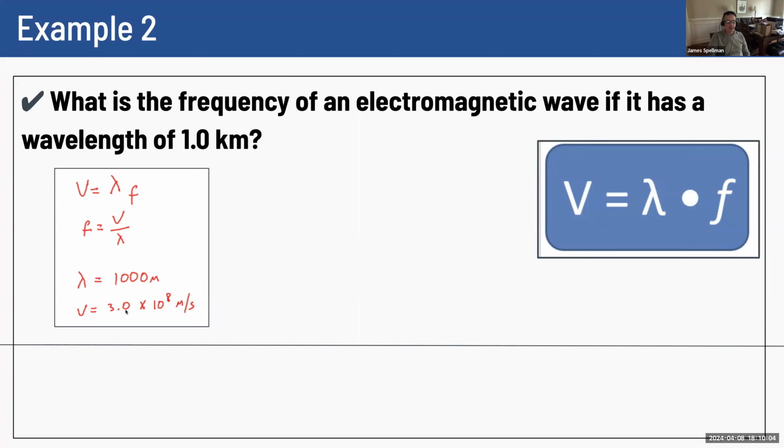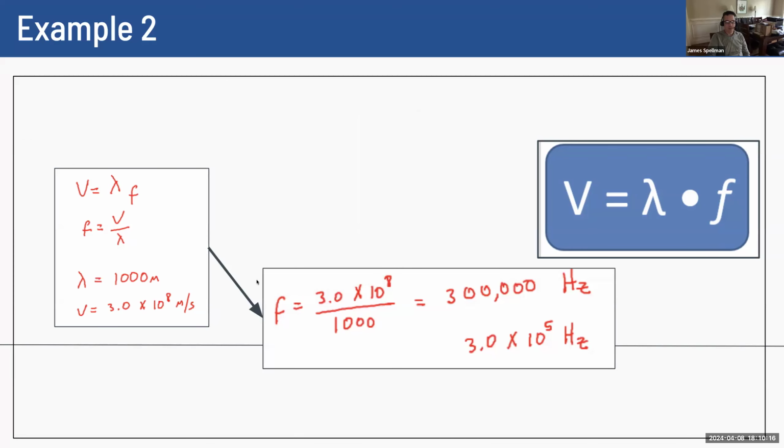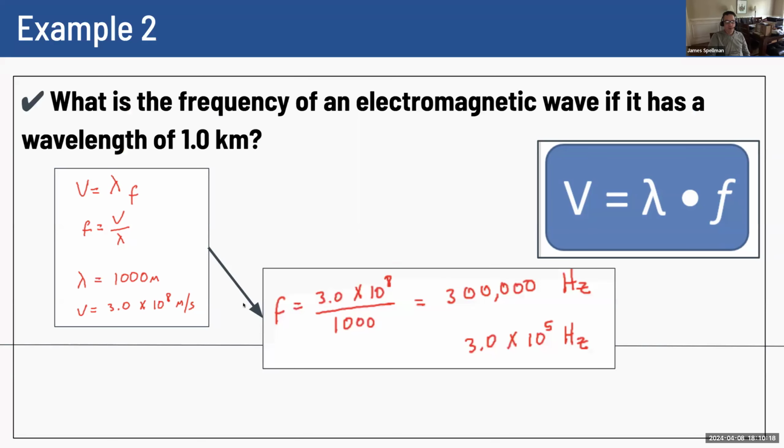And our velocity is 3.0 times 10 to the 8th. So again, if that's in meters, this has to be in meters. If you'd left this at kilometers, you actually can, but you would have had to change this to kilometers as well, and that becomes a little bit complicated. All right, so we plug our numbers in.